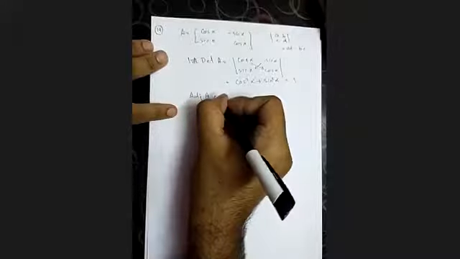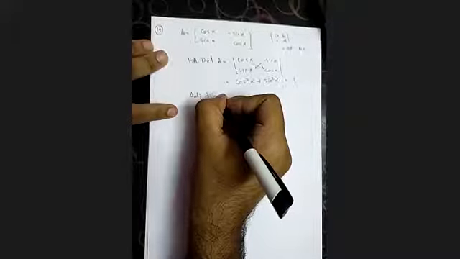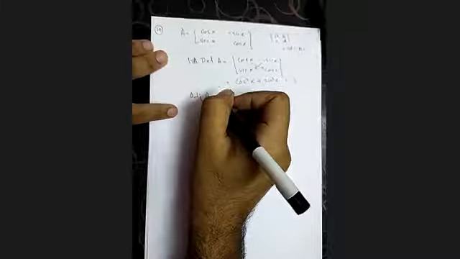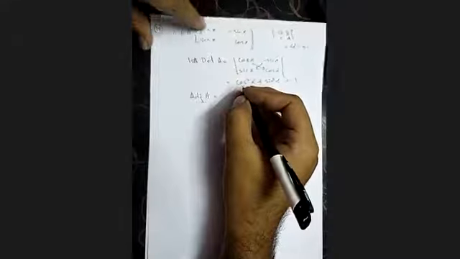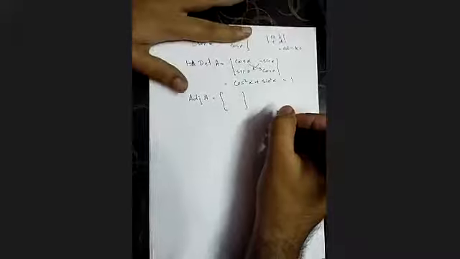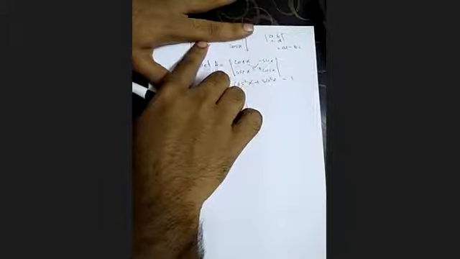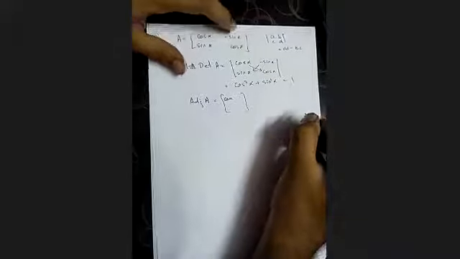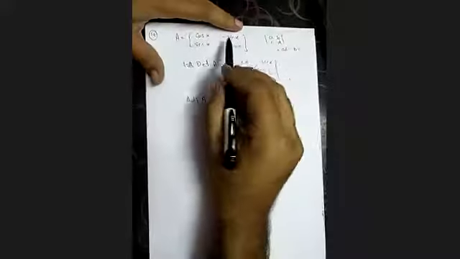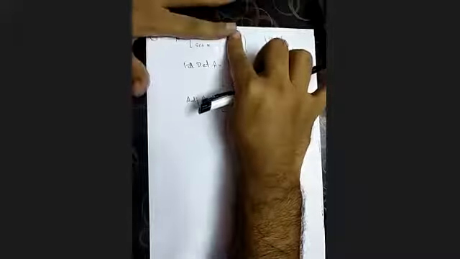Adjoint of A will be... how do you find the adjoint? We find it using cofactors. So, cofactor of cos alpha: remove this row and this column. What is left? Cos alpha. Now, cofactor of minus sine alpha: remove this row and this column. What is left? Sine alpha. Very good.